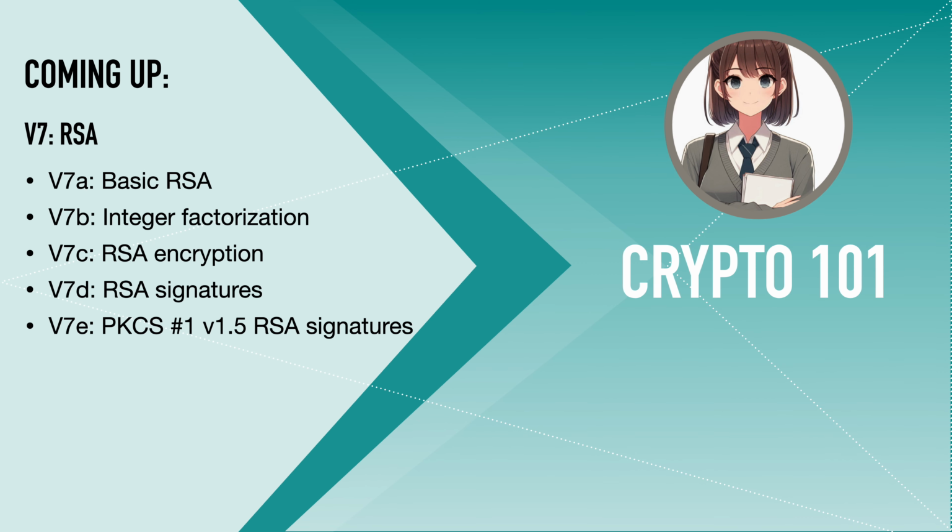Having studied the important concepts in public key cryptography, we are now ready to explore the two most widely used families of public key cryptosystems, RSA and elliptic curve cryptography. We'll begin with RSA in Chapter 7, which is comprised of 5 video lectures. I hope to see you in V7a.